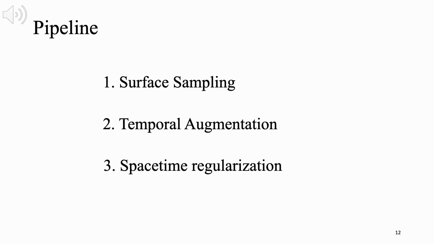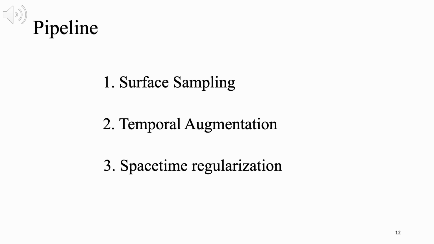Another important component of our algorithm is the surface sampling. The curvature values we use for regularizations should be sampled on the surface of objects, as we impose the rigidity and flatness on the surface, not on the space around. We first sample points on the surface and apply augmentation on the samples. Finally, we apply the spacetime regularizations.